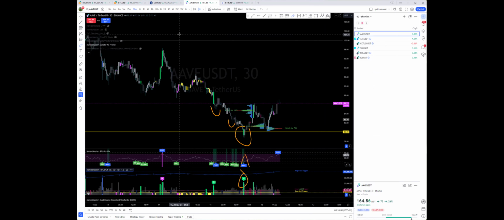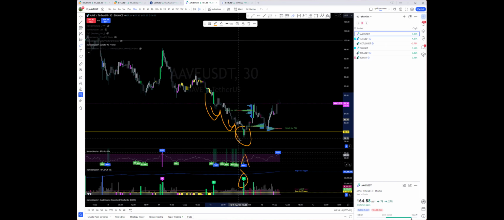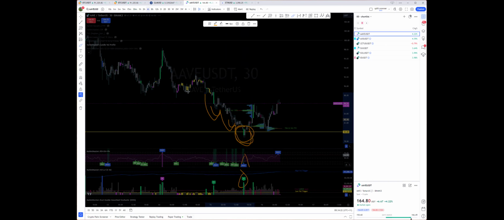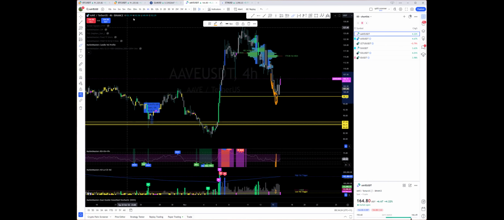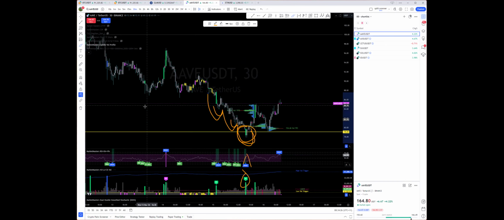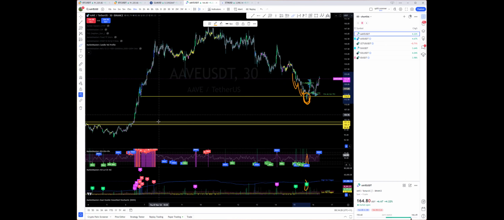All right, so I'm just going to run through this setup. This is Aave, and I took a trade on this one. You can see prices moving down here. We've got the three drives down. We've had the high volume, and it has actually come down and swept this level here. This level here on the chart, I'll go back to the 30-minute.